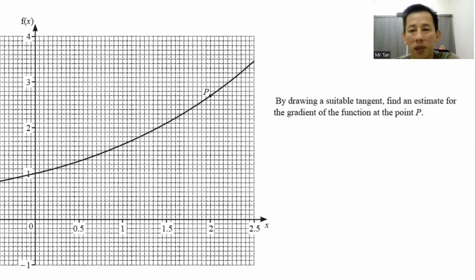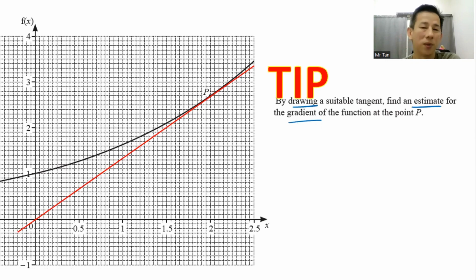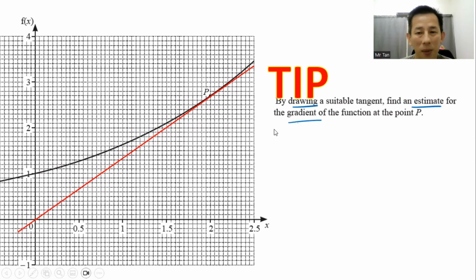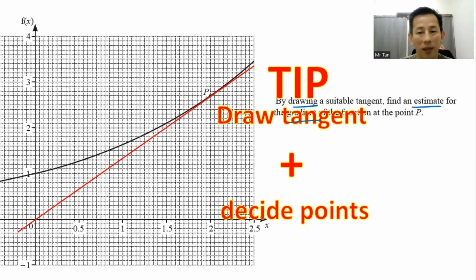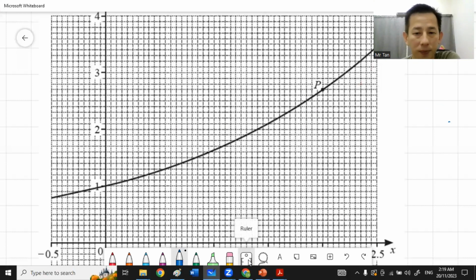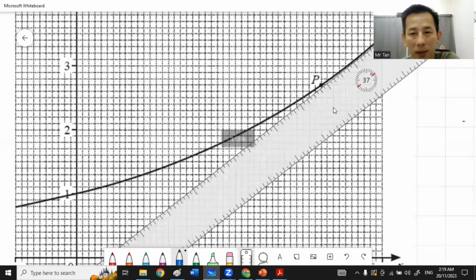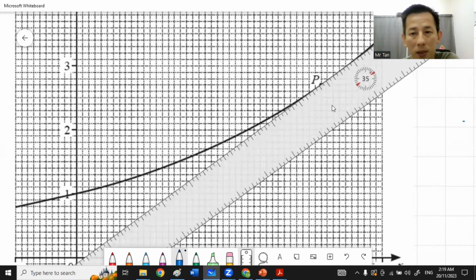Next, by drawing a suitable tangent, find an estimate for the gradient. Okay, you need to estimate, you need to draw. So you'll be something like this. You draw the line. Okay, I have some tips for you on how to draw the tangent that will save you time. The tip is you draw and you decide the point at the same time. Okay, how to do this? To draw the tangent, just take your ruler and make it balanced. Okay, maybe something like this.